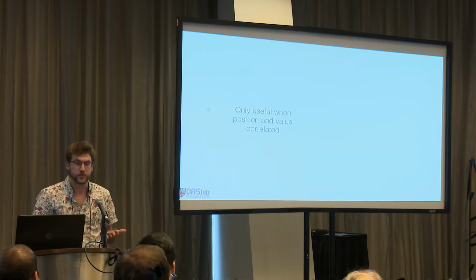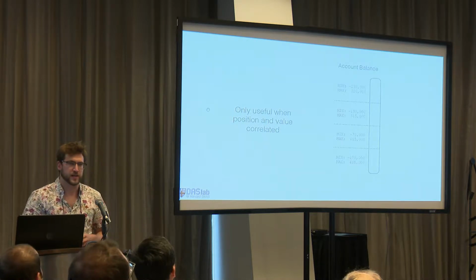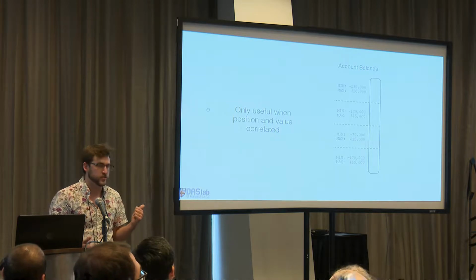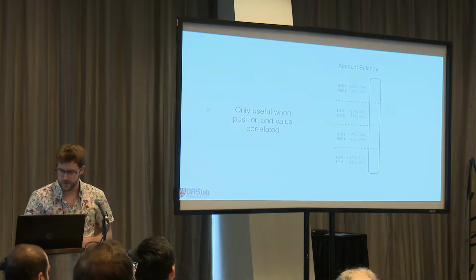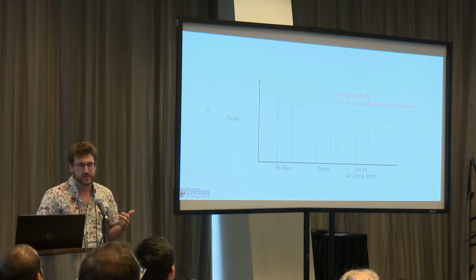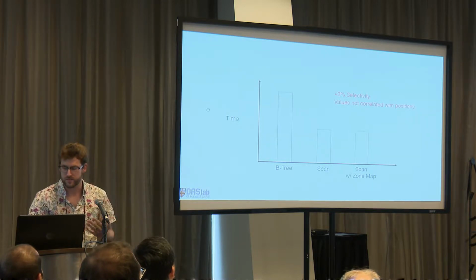But this is only useful when position and value are correlated. If they're not, this metadata is largely useless. So if you have account balances, these don't generally tend to be correlated, and so you scan everything. You see in our example query, this is exactly what happened. So our scans with zone maps are not really any faster.